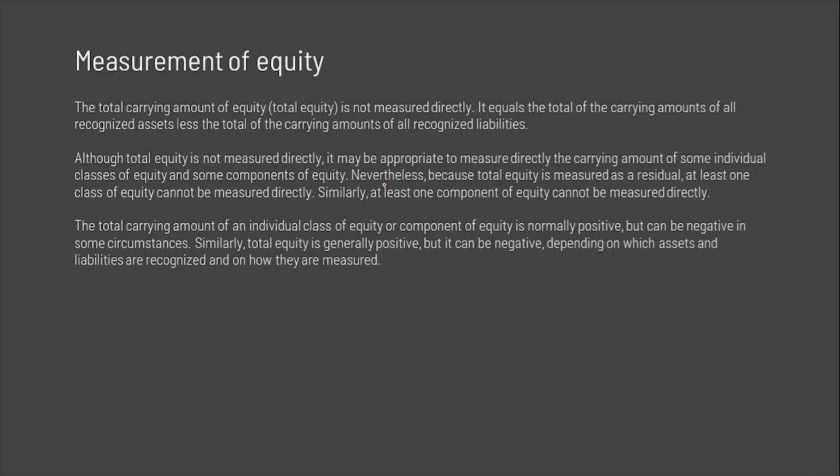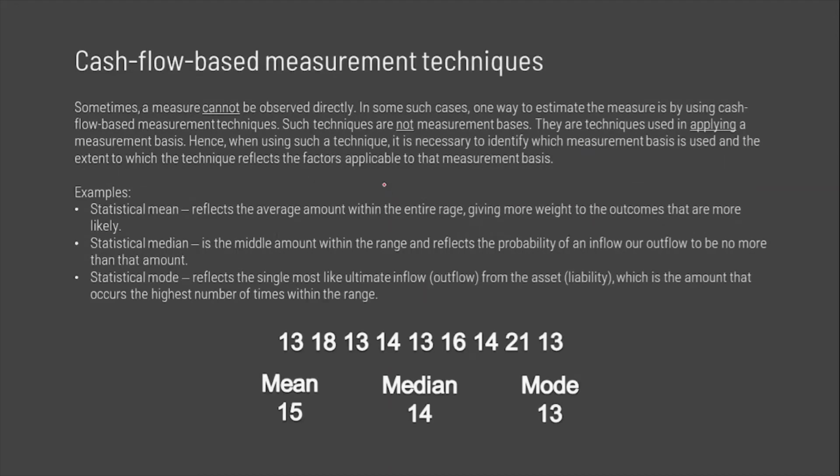Although total equity is not measured directly, some of its components can be measured directly, like your share capital or your common stock. However, because equity is a residual amount, at least one of its components cannot be measured directly, like your retained earnings. Equity is generally positive, although some of its components may be negative, like your retained earnings can be negative if the entity has accumulated losses. In some cases, even the total equity can be negative, such as when the total liabilities exceed total assets.